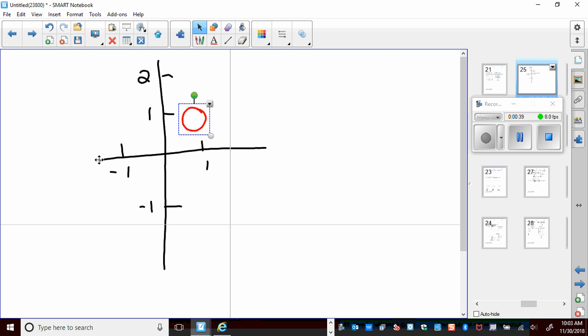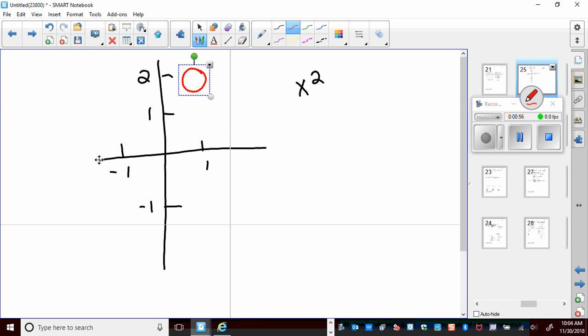So if this circle slides, and let's say the equation of a circle was x squared. Let's say that's the equation. If it moves up, then we're just going to add the number of units that it moves up. This one happens to move up 1, so the new equation is x squared plus 1 for this circle.